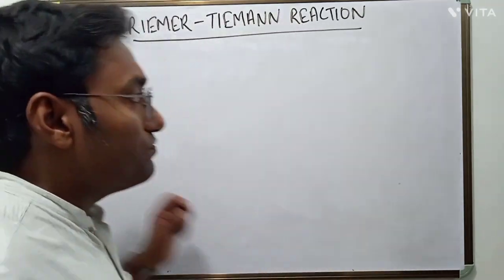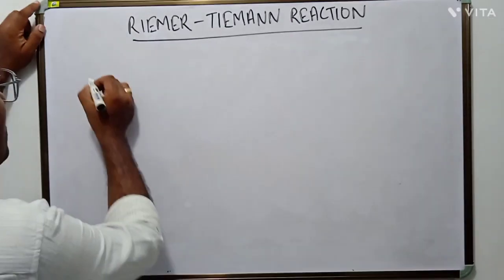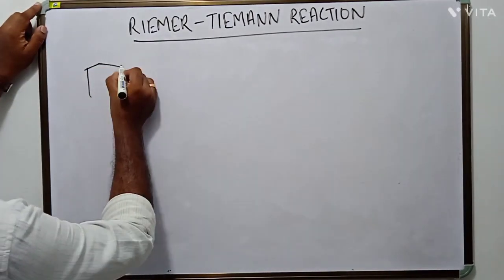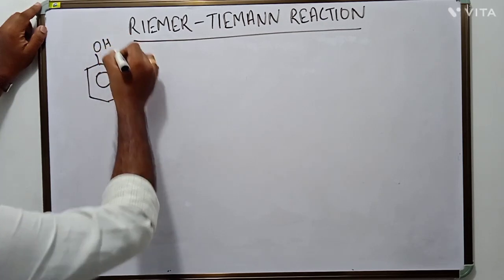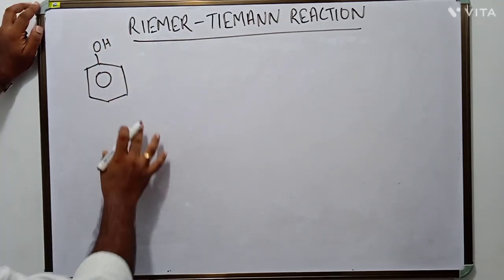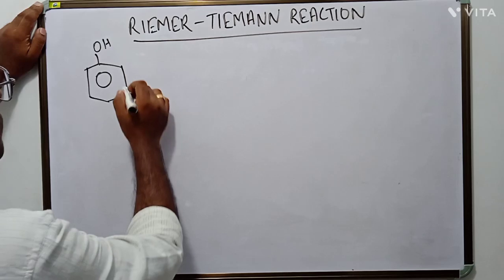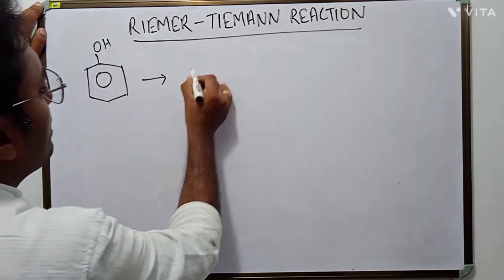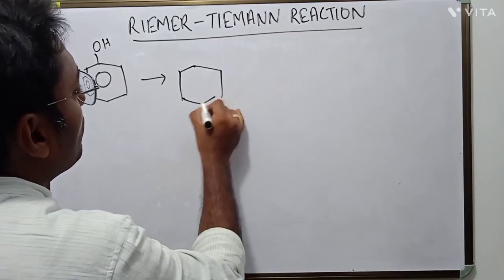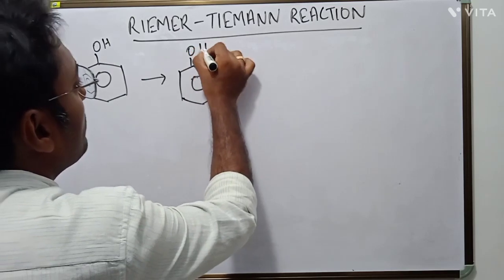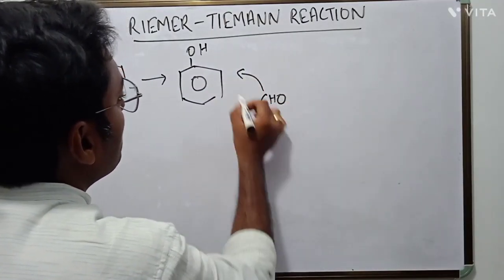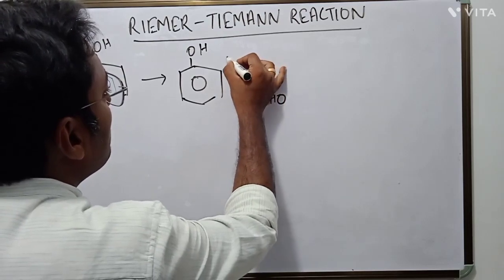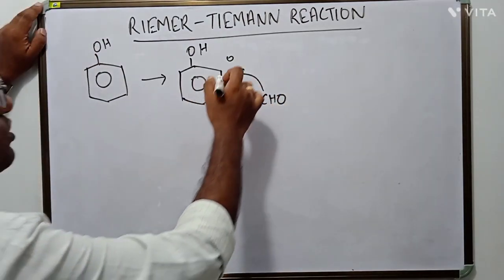Reimer-Tiemann reaction. Which organic compound shows Reimer-Tiemann reaction? Yes, it is shown by phenols. Phenols show Reimer-Tiemann reaction, and it involves the introduction of CHO group into this ring system, and the CHO group is introduced at the ortho position.